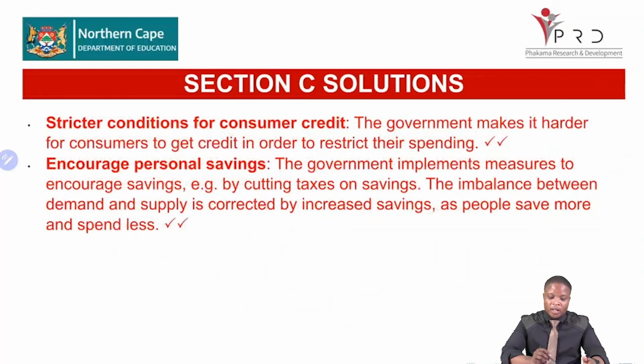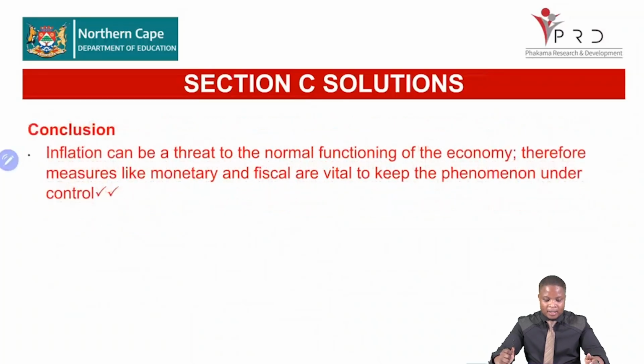Stricter conditions on consumer credit. The government makes it harder for consumers to get credit by restricting banks from lending money, because already there's too much money in circulation. That will restrict spending. Encouraging personal savings. One of the reasons there's inflation is because of a reduction in saving. The government can implement measures to encourage savings, for example, cutting taxes on savings, giving tax-free savings that will encourage people to save more, right? And then by saving more, they will spend less.